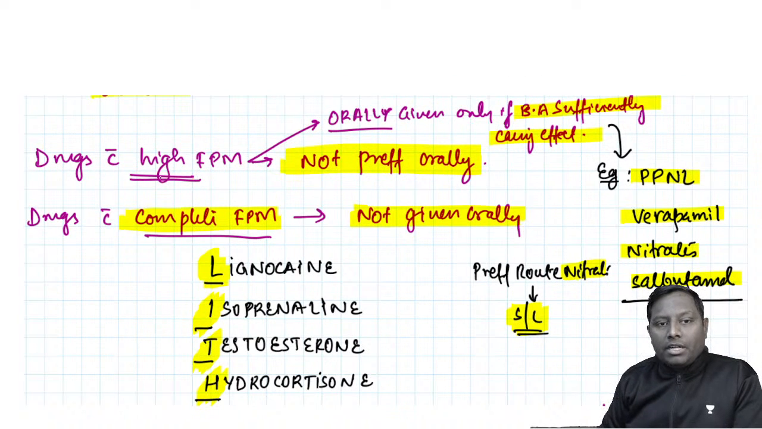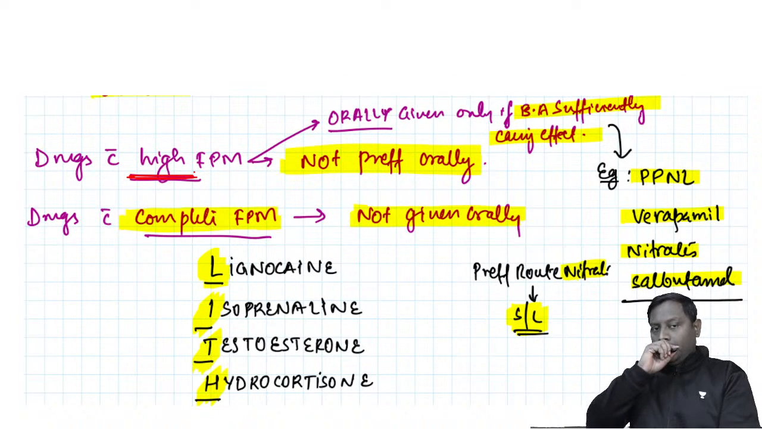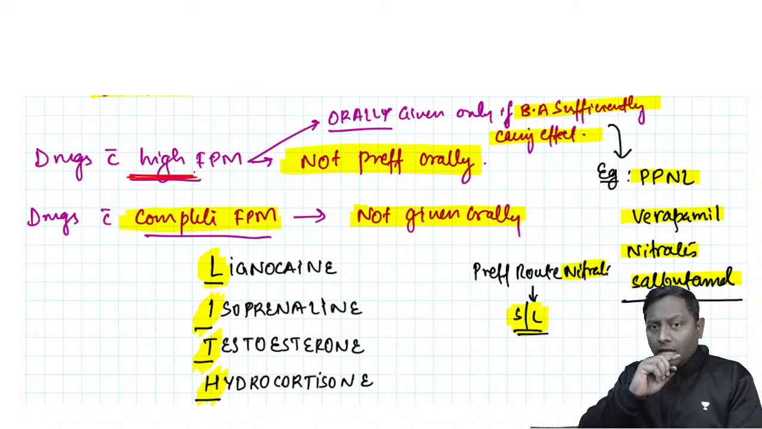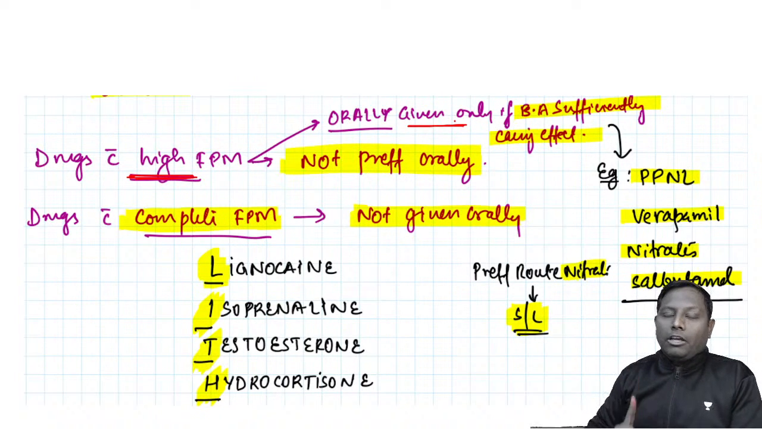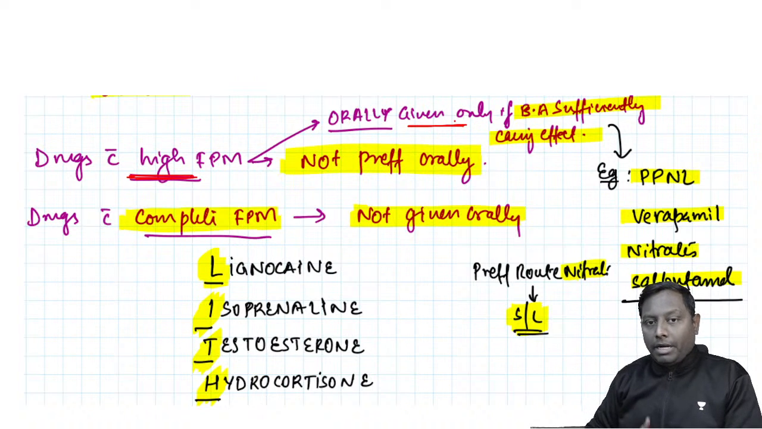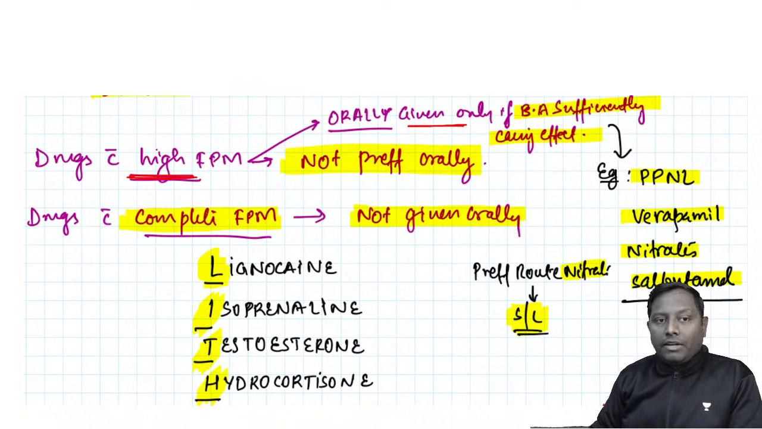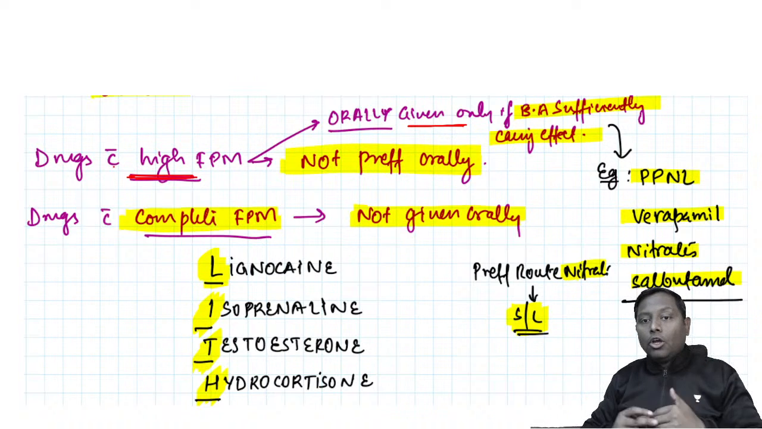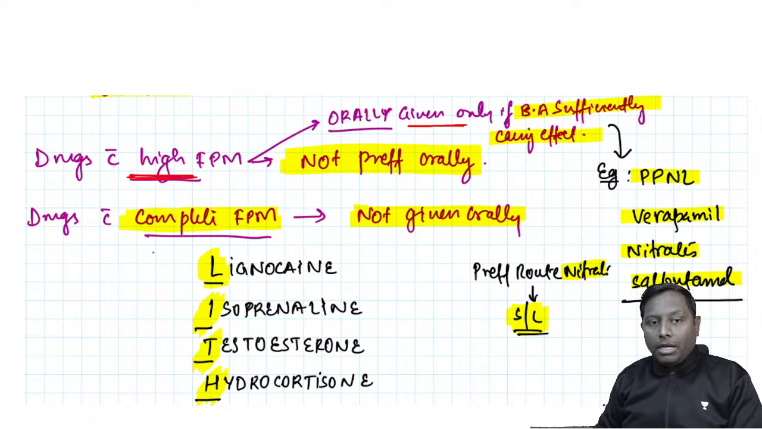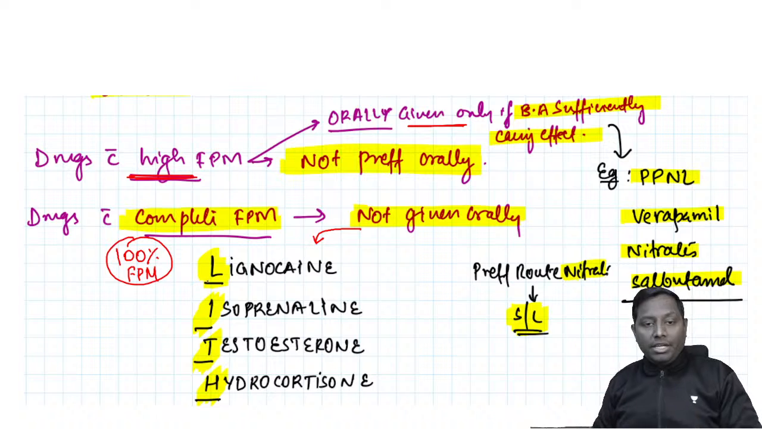The clinical implication is that if a drug has high first pass metabolism, you can give it orally only if the bioavailability is enough to cause a therapeutic benefit. But usually, on average, whenever a drug has high first pass metabolism, let's say 100% first pass metabolism, we do not give it orally. For example, these drugs down here have 100% first pass metabolism, therefore they are never given orally, and you can remember them very easily.